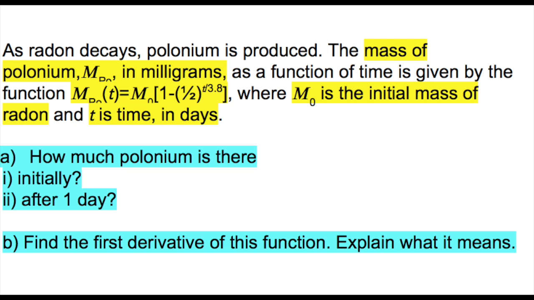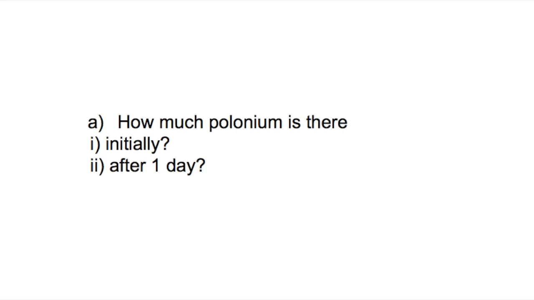Our key points are the mass of polonium M_Po in milligrams, the equation of M_Po of t, M_0 is the initial mass of radon, and t is time in days. And the question is asking to determine the amount of polonium initially and after 1 day, and to find the first derivative of the equation and explain what it means. We'll first focus on 3a. The question asks us to determine how much polonium there is initially and after 1 day.